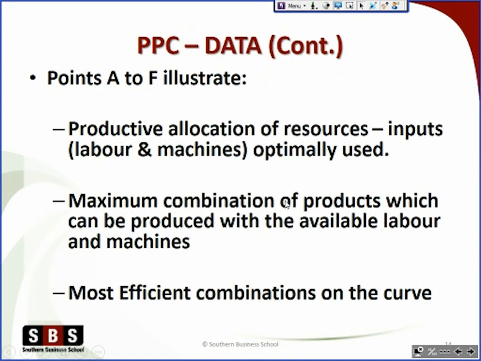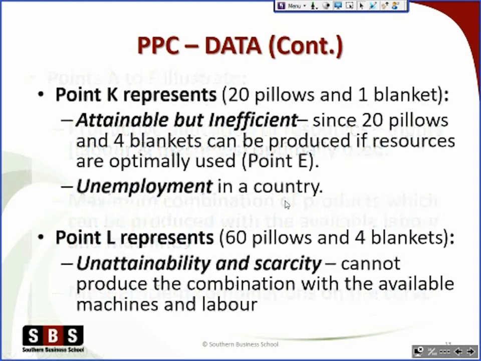Points A to F also illustrate the productive allocation of resources, the inputs, labor and machinery. We'll get to that at a later stage. Points A to F also illustrate the maximum combination of the products. Any combination on the curve you can achieve, and it's the maximum. That's why it's efficient. And like we said, it's the most efficient combinations on the curve.